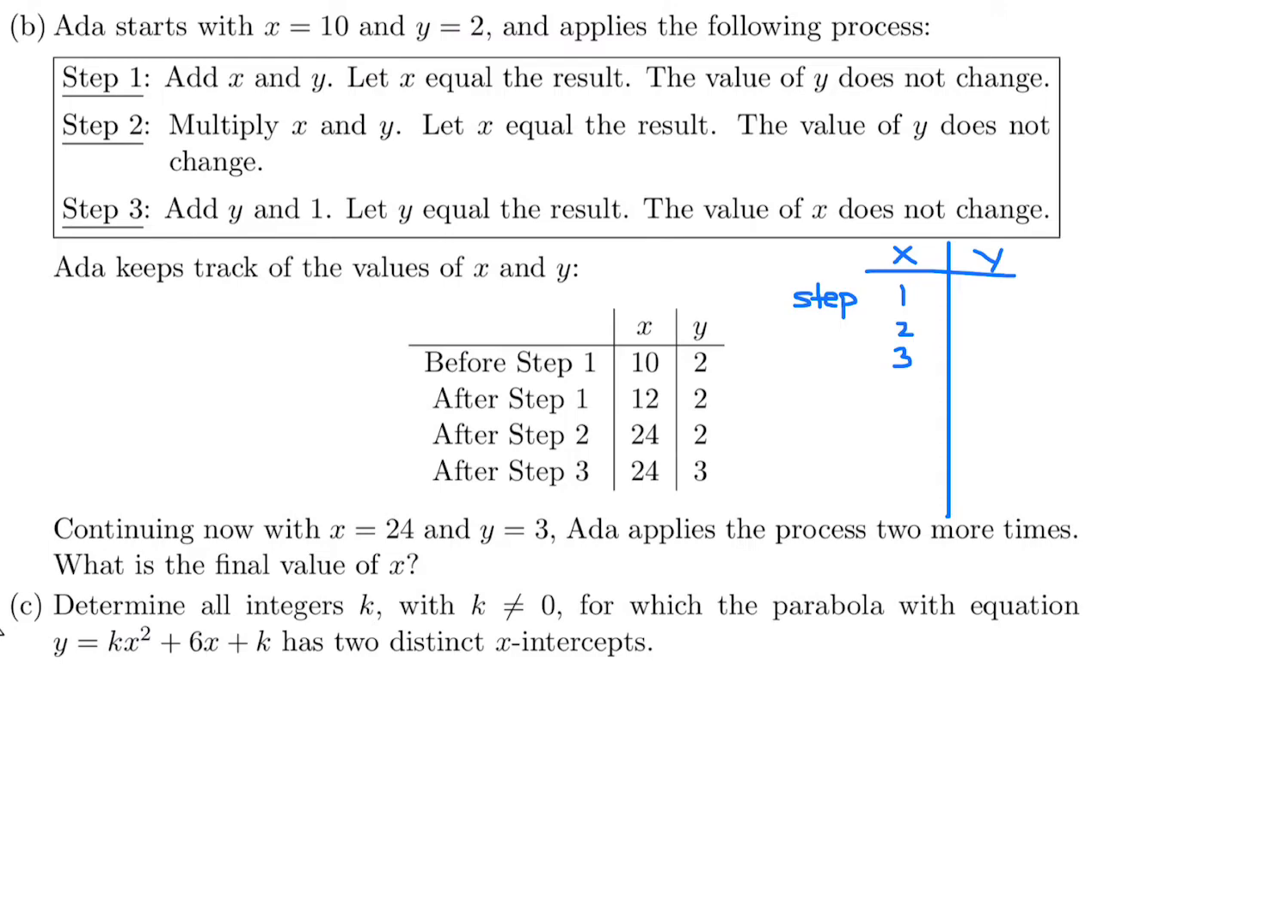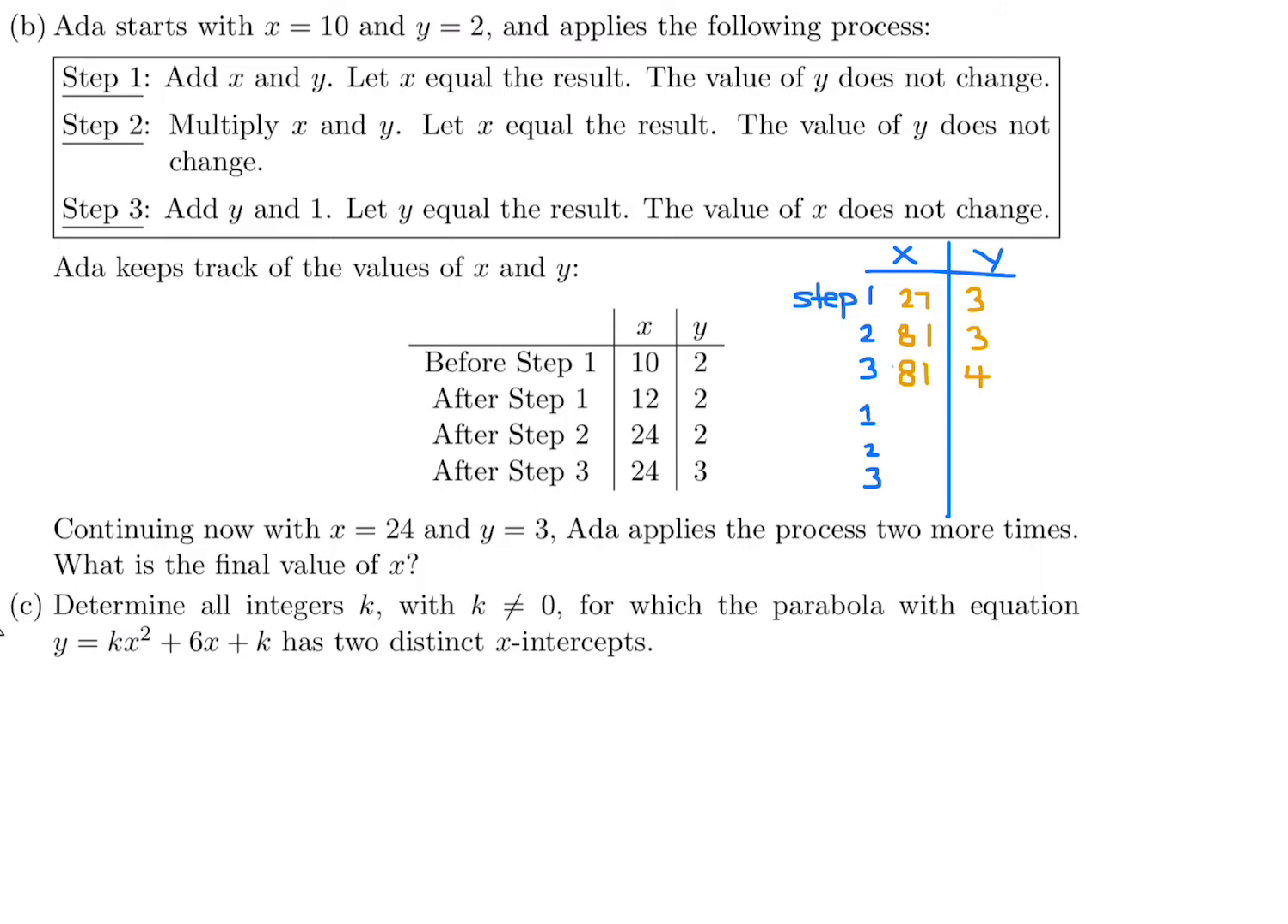Okay, so the first step we have to add x and y, so that looks like that's 27. And the value of y does not change. Then you multiply x and y, and that's going to be 81. And the value of y does not change. Then you add 1 to y, that's going to be 4, and the value of x does not change. So that is the next process, I guess.